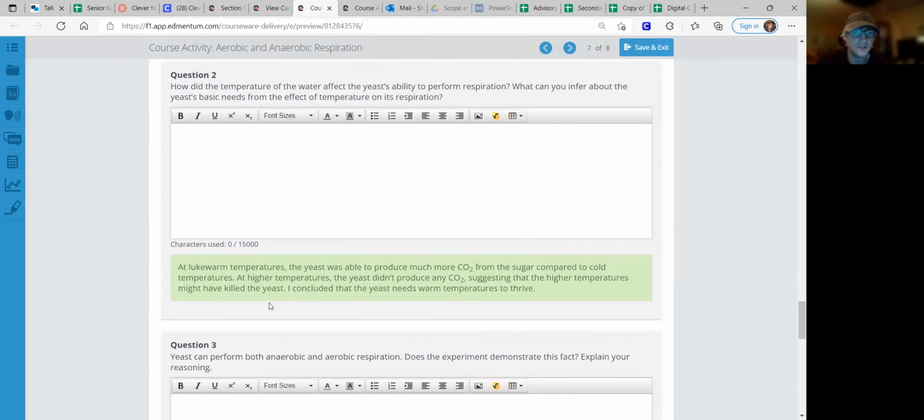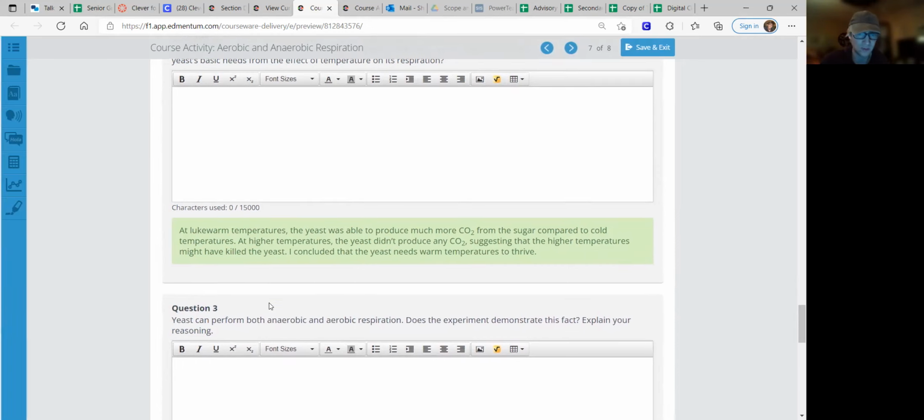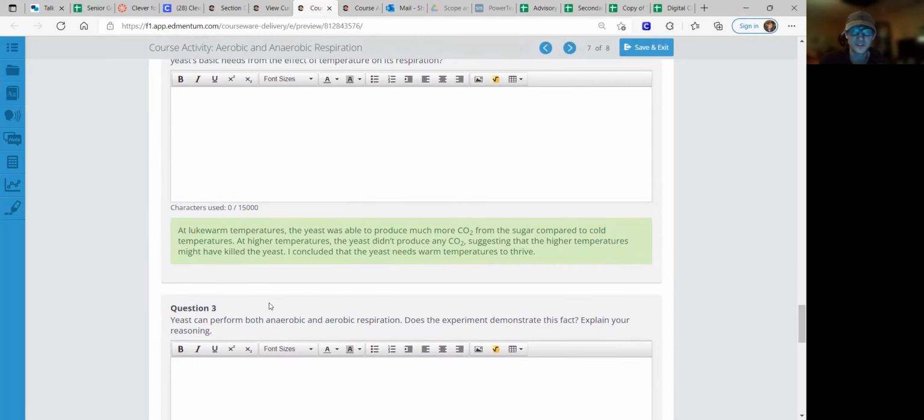At lukewarm temperatures, the yeast was able to produce much more CO2 from the sugar compared to cold temperatures. At higher temperatures, the yeast didn't produce any CO2, and that suggests the higher temperatures are actually killing the yeast. I concluded that the yeast needs warm temperatures to thrive. So warm, not boiling, and not too cold.